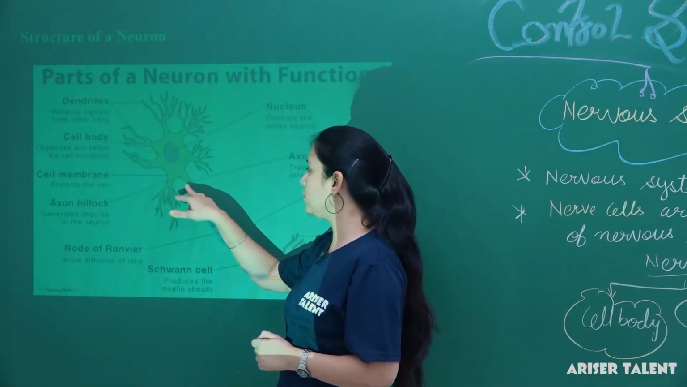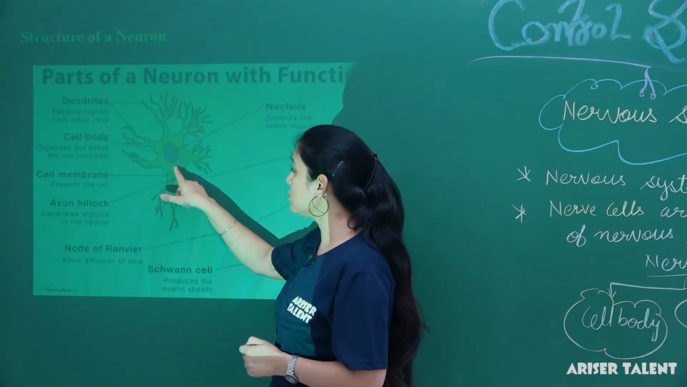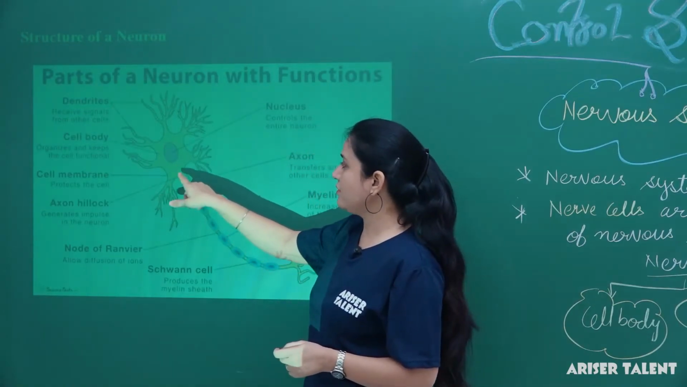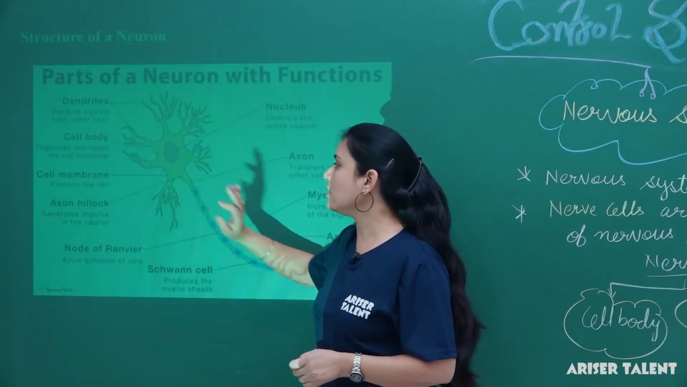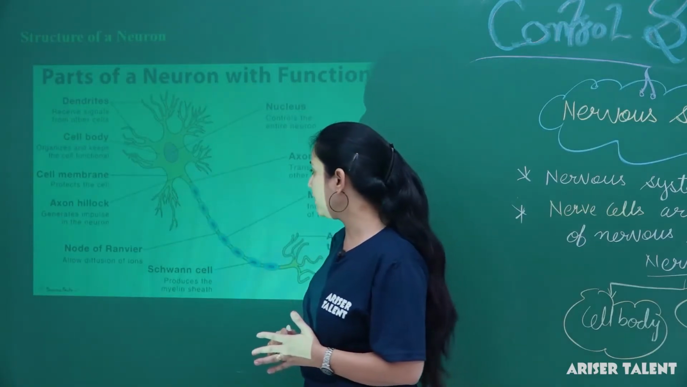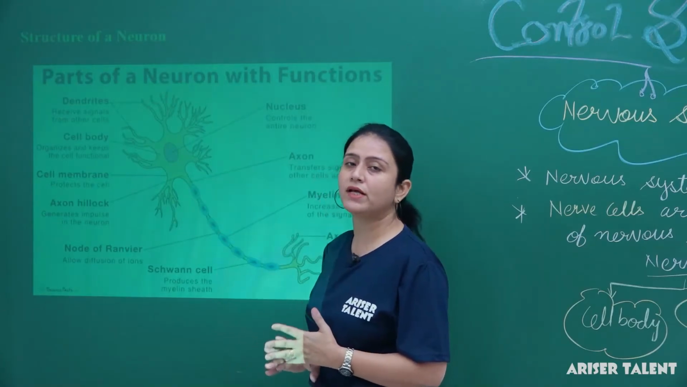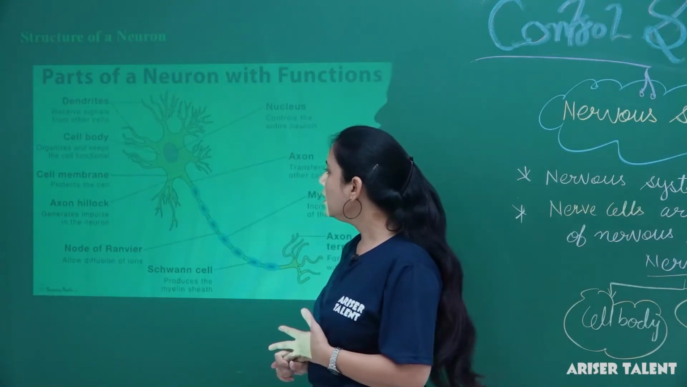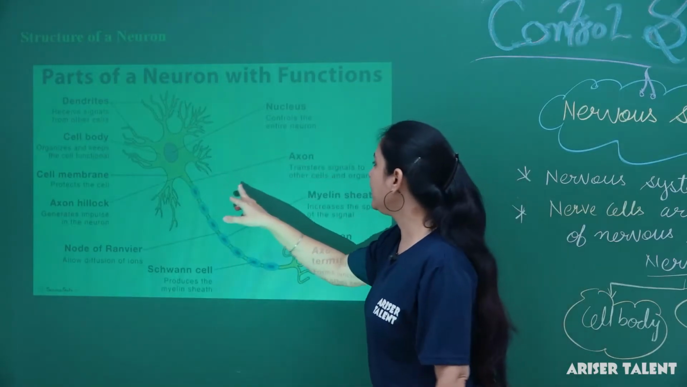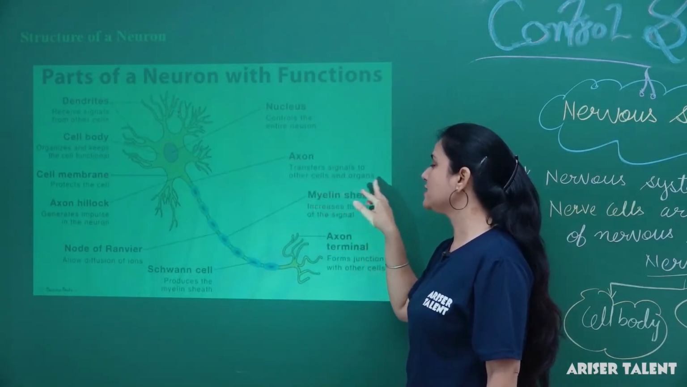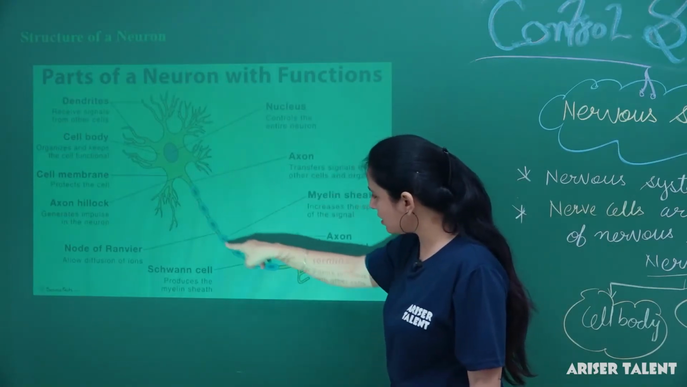And if we talk about the axon, the axon also originates from the cell body only, and this is the longest part of the neuron. It does not contain any Nissl granules. Fine. It also contains some cytoplasm, but it does not contain Nissl granules. Fine. So, what is the function of this axon? It transfers signals to the other cells and organs. How? We can see this is the longest part.